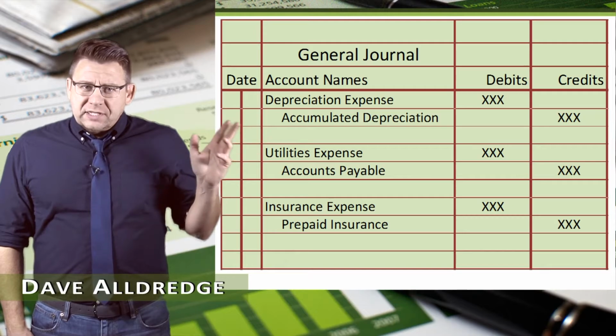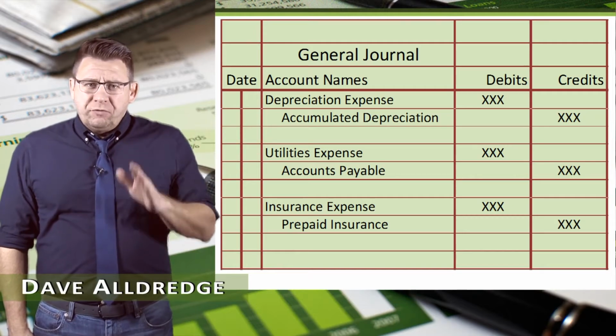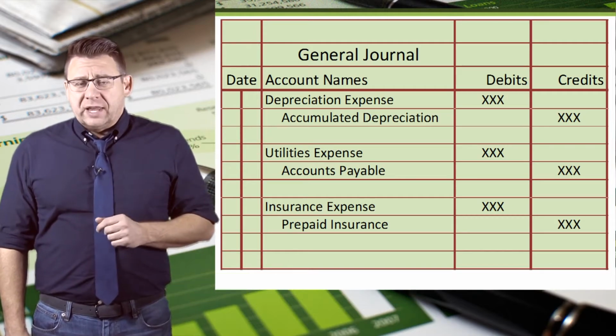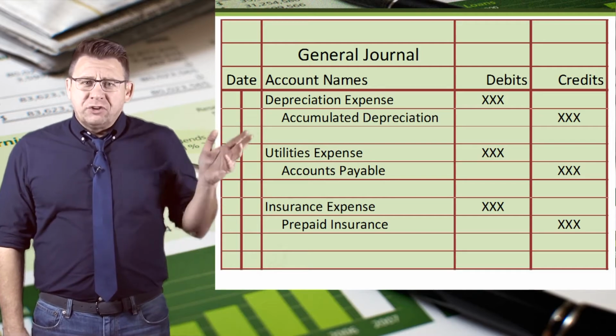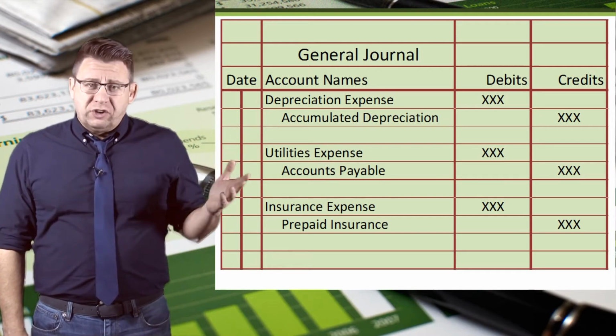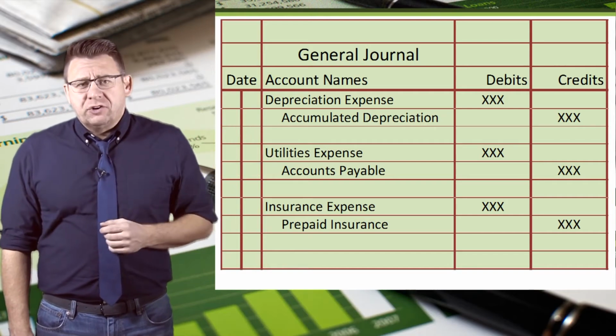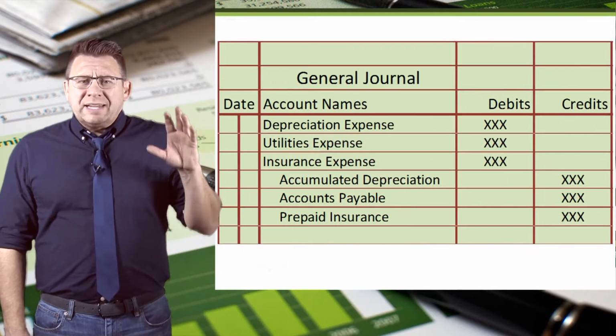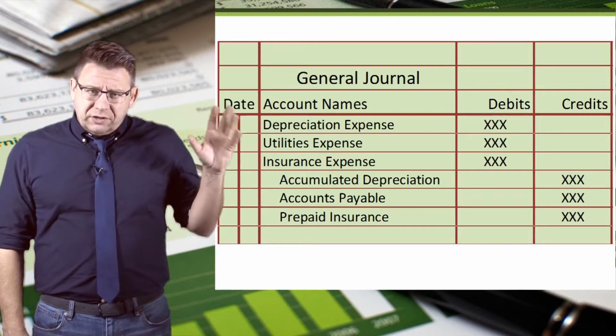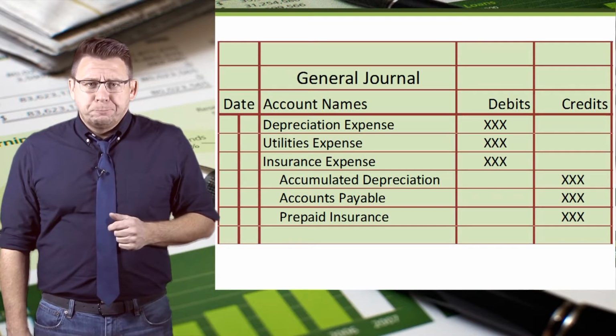These journal entries are pretty common. Hopefully you recall them from your financial accounting background. Here I've shown the journal entries to record depreciation expense, utilities expense, and expired prepaid insurance. Let's combine them into one journal entry to help in this visual aid.